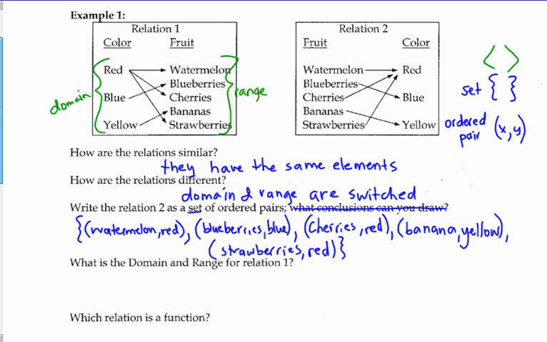Now close your set brackets. If we had to write out the ordered pairs also for relation 1, how would it be different? The red would be in front. It would just be switched. Red, comma, watermelon. Blue, comma, blueberry.